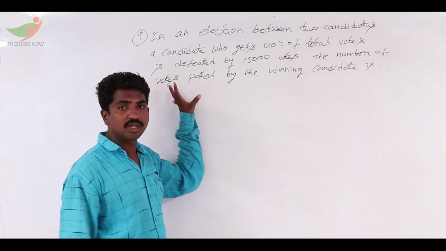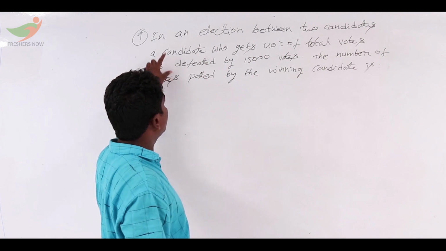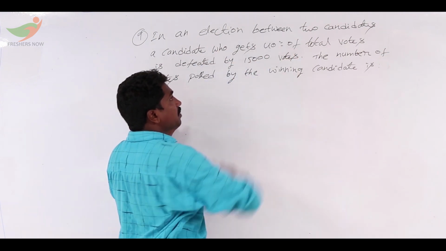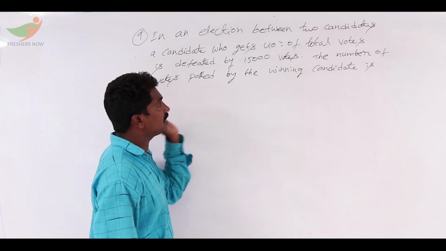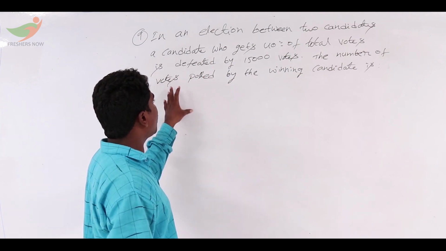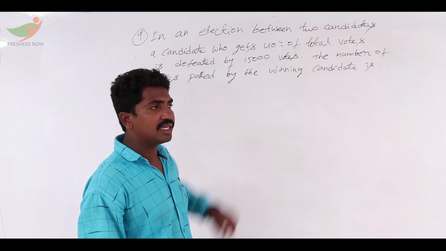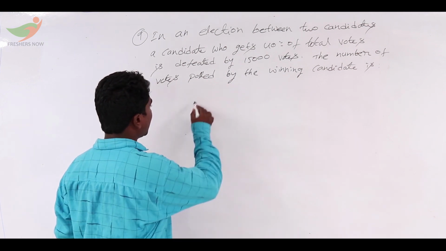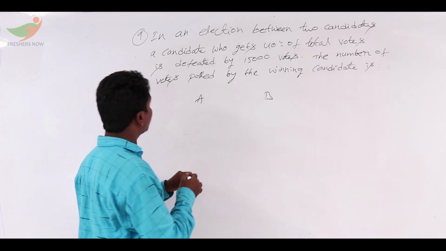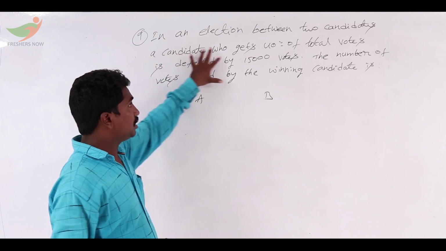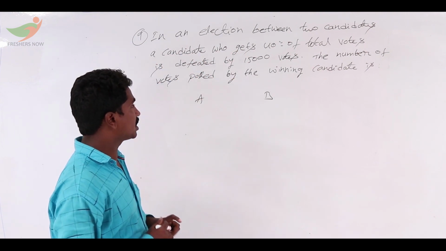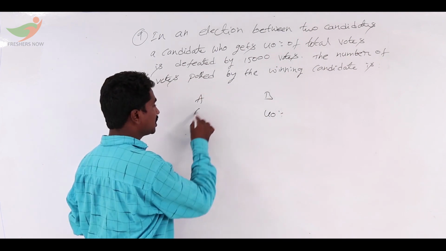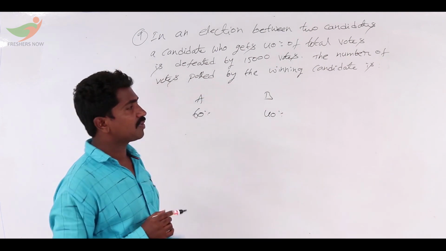Hi friends, now we discuss 9th question in percentages. In an election between 2 candidates, a candidate who gets 40% of the total votes is defeated by 15,000 votes. The number of votes polled by the winning candidate is? Here there are two candidates in the election. I am taking candidate A and candidate B. A candidate who gets 40% of total votes, one got 40%. So automatically another got 60%. Is defeated by 15,000 votes.